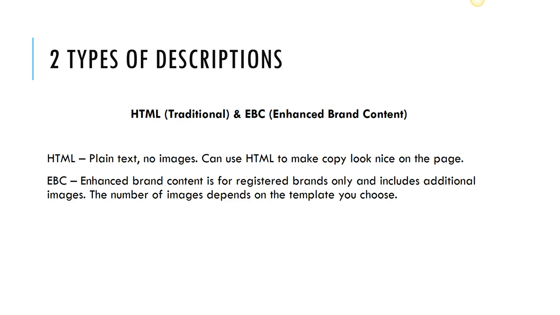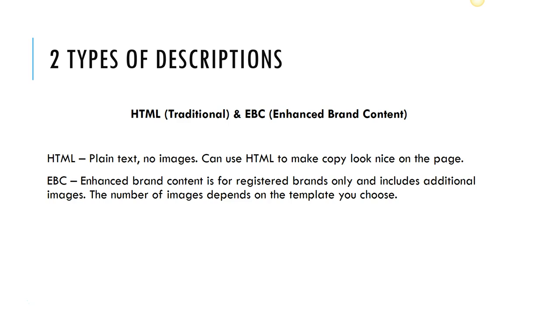So basically it makes the copy look nice on the page. It has the breaks in between the sentences. You can use bullet points. You can use bolding, things like that. And Amazon says that is compliant now, so you can go ahead and use that. Otherwise, if you don't use HTML and you're not using EBC, all of your copy, all of your sales words that you put in your description will just show up as one big giant paragraph, and it's too bulky and clunky. People can't read it. So we have HTML, which is plain text, no images, and you can use it to make copy look nice on the page.